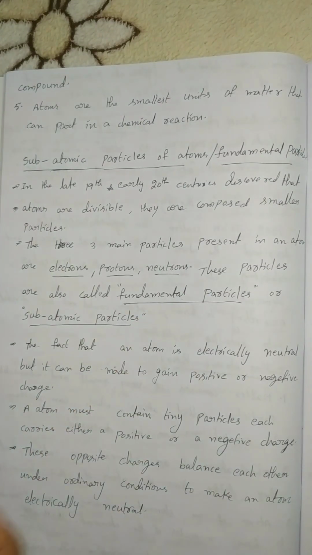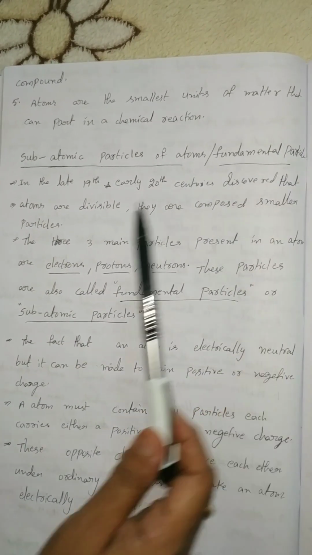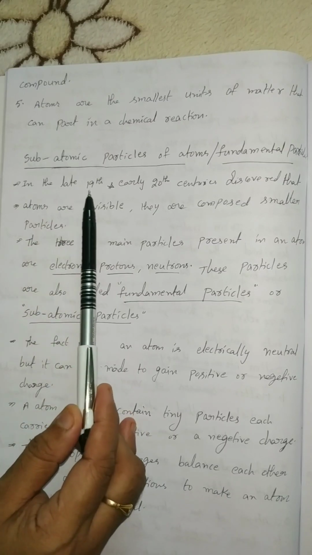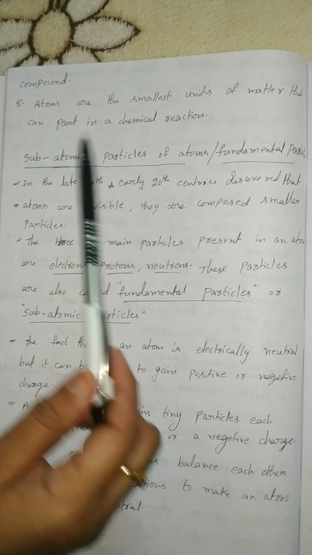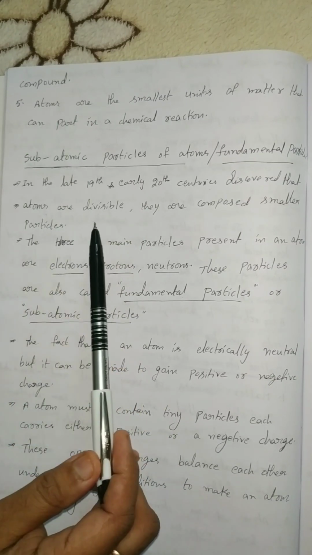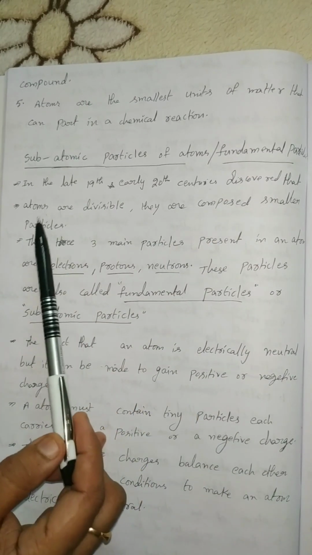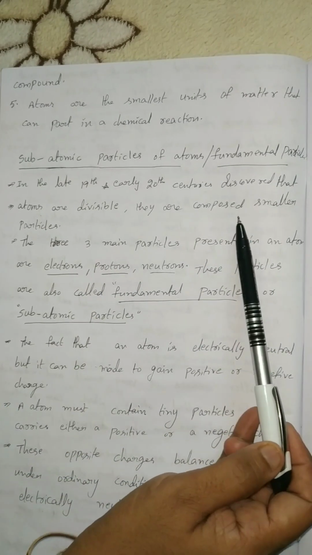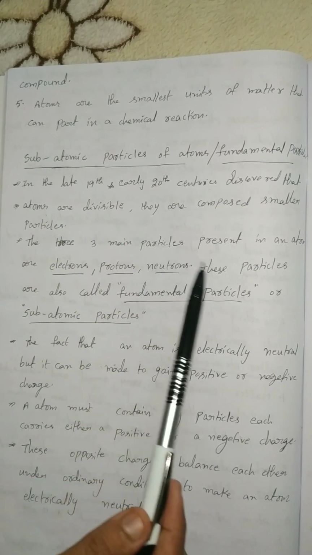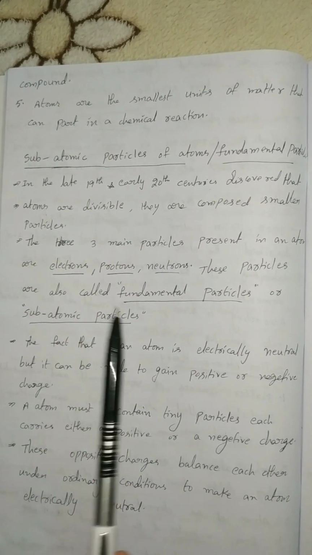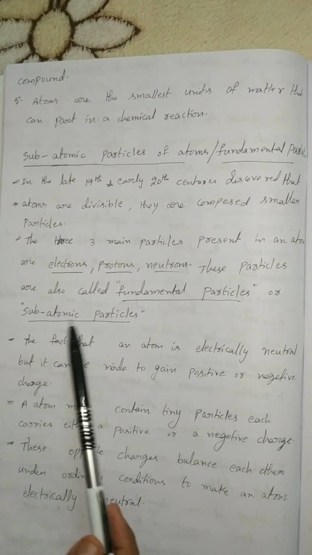Now, subatomic particles of atoms are fundamental particles in the atom. In the late 19th and early 20th centuries, it was discovered that atoms are divisible. They said atoms are not divisible, but in the 19th century or early 20th century it was discovered that atoms are divisible. They are composed of smaller particles. Mainly an atom has three main particles. We know them as electrons, protons, neutrons. These particles are called fundamental particles or subatomic particles.